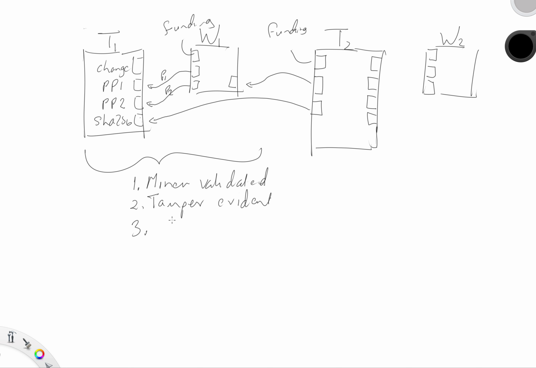The third property that this token has is no indexers are required, so it doesn't require any indexing. And then the fourth property is no transaction growth. Right? These are all very important properties for a token to have.